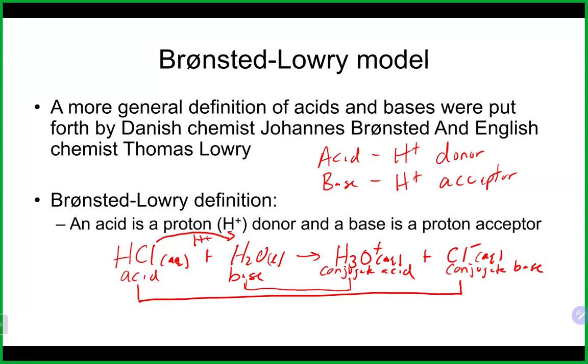Now, in order for something to be a pair and to be related to each other, it can only be a difference of one H plus. So when we go from the acid to the conjugate base, it has one less H plus because it gave it away. When we go from the base to the conjugate acid, it has one more H plus because it accepted it. And that can be the only difference between those two things for them to be related to each other.